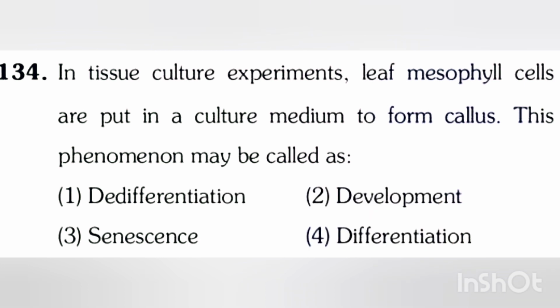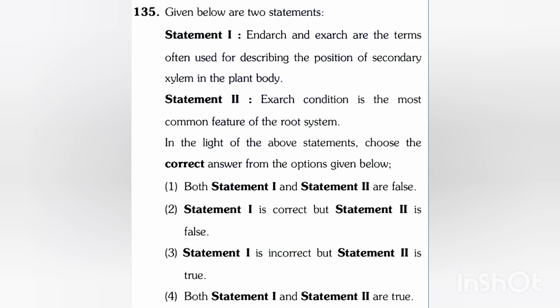In the tissue culture experiments, leaf mesophyll cells are put in a culture medium to form callus. These phenomena may be called as de-differentiation. Given below are two statements. Statement 1: Endarch and exarch are the terms often used for describing the position of secondary xylem in the plant body. Statement 2: Exarch condition is the most common feature of the root system. Statement 1 is incorrect, but statement 2 is true.